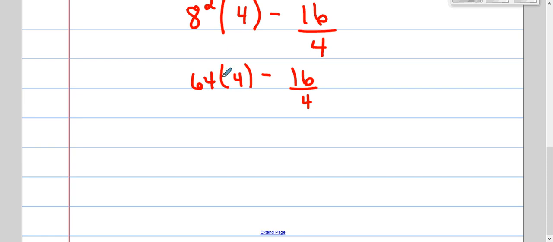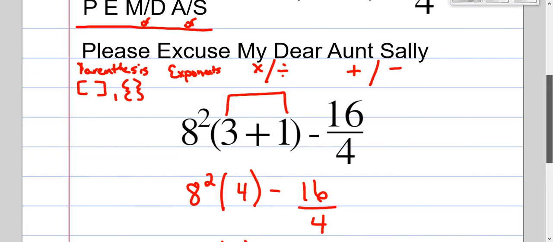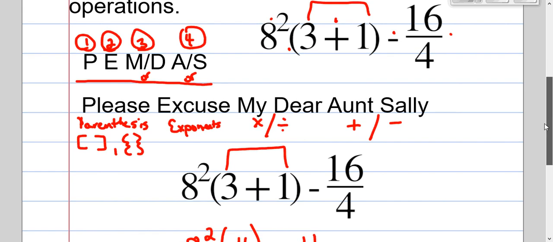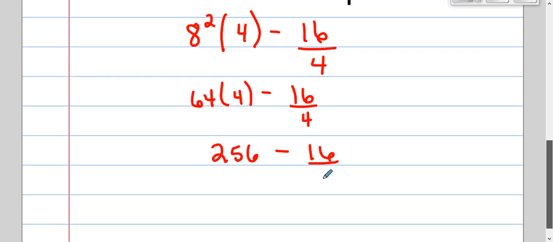Okay, so now I have multiplication, subtraction, and division. In this case, I have multiplication first. So that's why we say multiplication or division here, meaning whichever one I see first in the problem. So since I saw multiplication first, I'm going to do this part first before the division. So 64 times 4 gives us 256 minus 16 divided by 4.